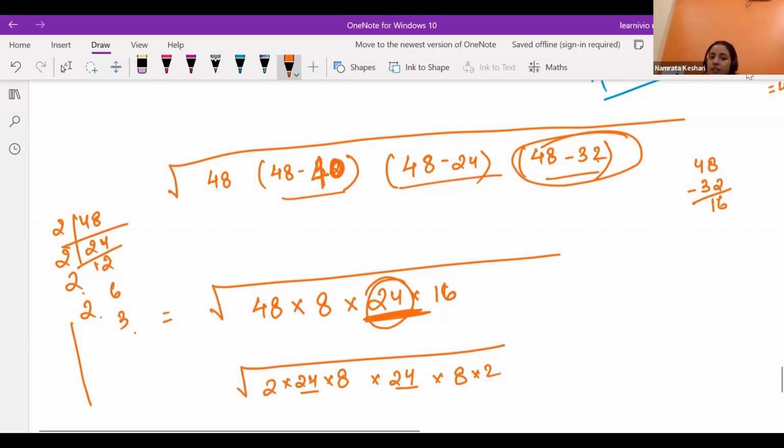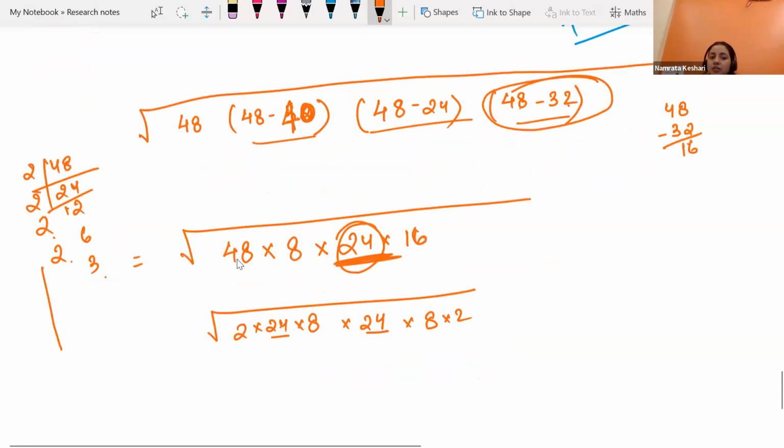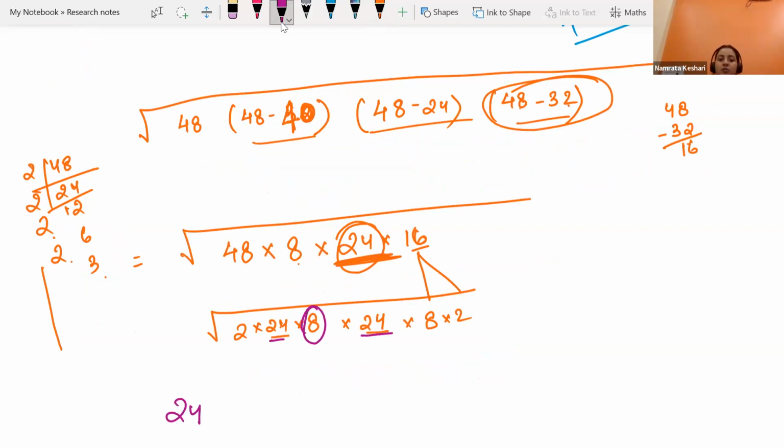Either do like that, or just after factorizing this 48, I was about to go ahead, then I realized we ended up getting 24. So 48 means 24 into 2. As it is, I have written 8, because 16 means 8 into 2. Now here, can you see the pairs? 24 is in pairs, so 24 will come out. 8 is in pairs, so 8 will come out. And 2 is in pair, then 2 will come out.